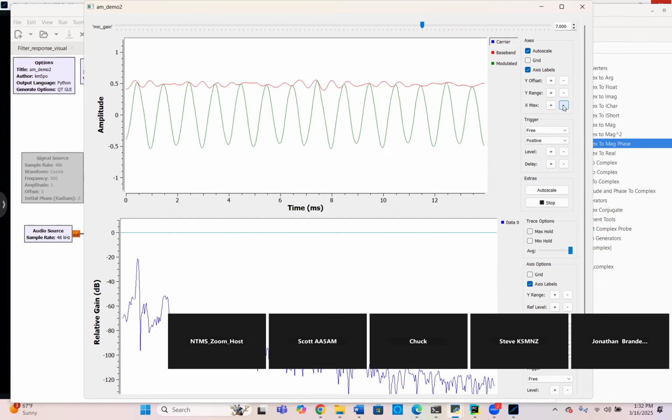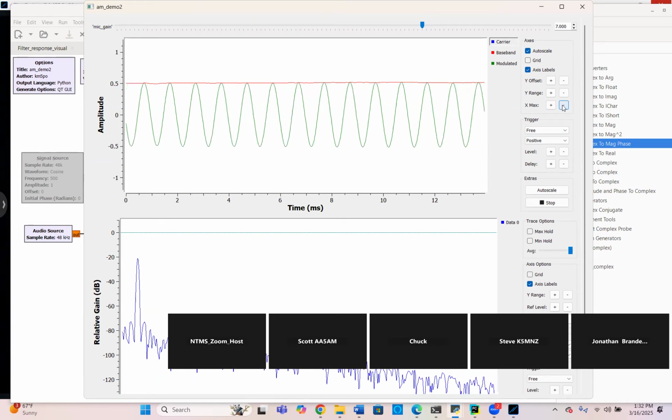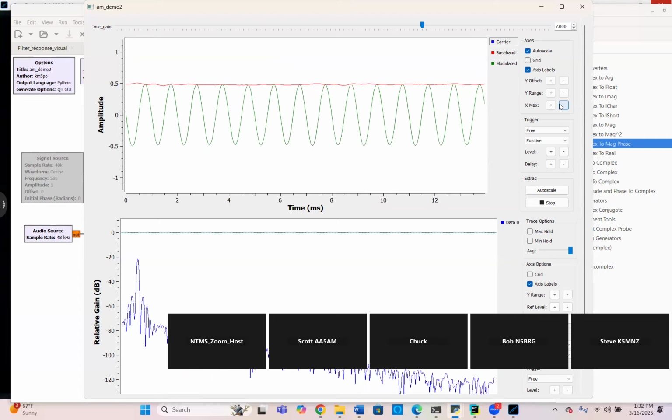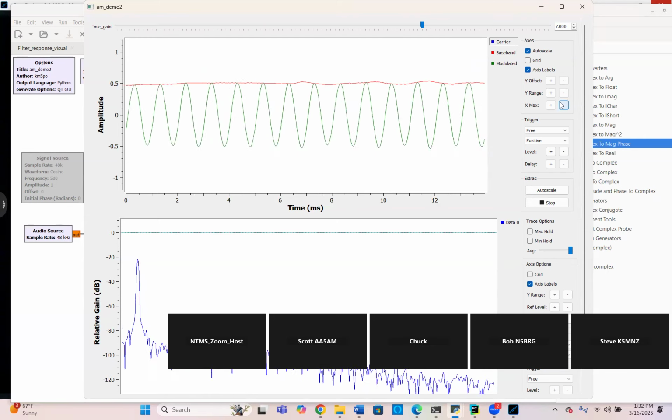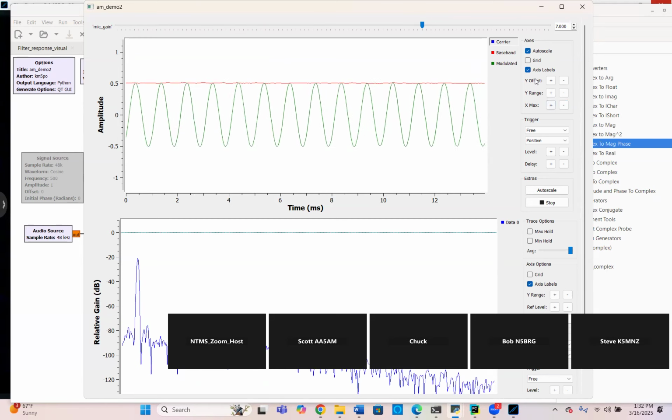Can you guys hear that? We're not hearing any audio come through here. We see it modulating on the screen, it looks like. We don't hear anything. Okay.